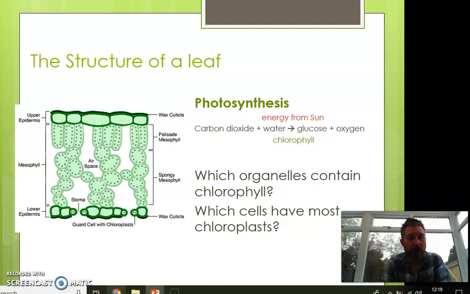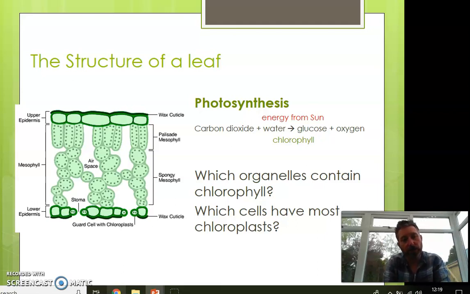So the palisade cells are right at the top of the plant because that's where the light is going to hit. That's where the majority of the light is going to hit, so they contain large amounts of chlorophyll. So what are the reactants they need to do that? Well, they need two. They need carbon dioxide and they need water. So the water comes up from the roots, through the stem, and that goes out into the leaf by lots of little veins. The carbon dioxide comes through little holes in the bottom.